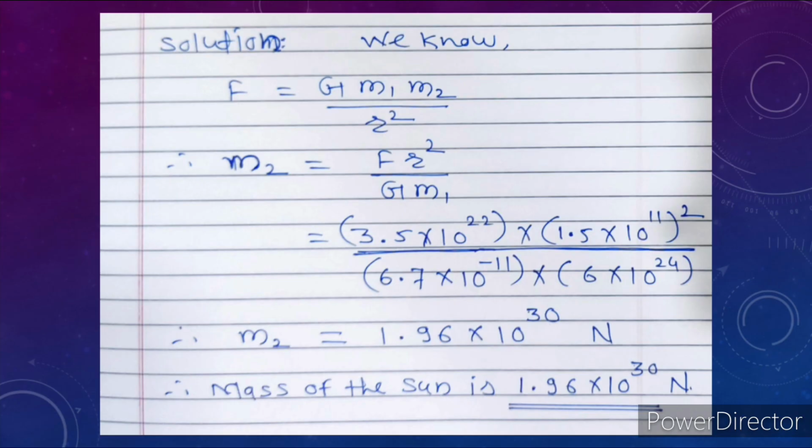After further calculations, we get m2 is equal to 1.96 into 10 raised to 30, and therefore mass of the Sun is 1.96 into 10 raised to 30.